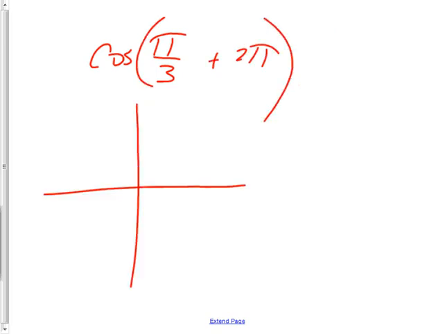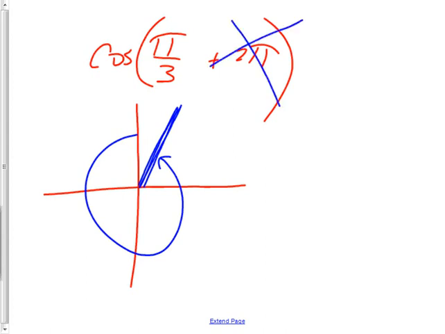Let's move on to something like cosine of pi over 3 plus 2 pi. Do you get that pi over 3 is like somewhere around there? If I add 2 pi to it, do you get that I'm right back in the same exact spot where I was before? So if you had 2 pi or 4 pi or 6 pi or 8 pi, the answer would be exactly the same, so you could ignore that. You get that? All right.